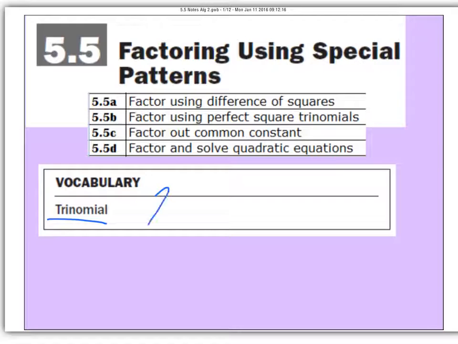So for example, 2x squared minus 5x plus 7 is a trinomial because it's 1, 2, 3 pieces. And when you have a trinomial, it's easier to get into the factoring pattern. But sometimes you don't have trinomials and it's trickier. So let's take a look at the first type.